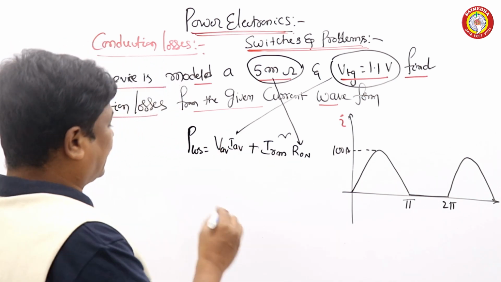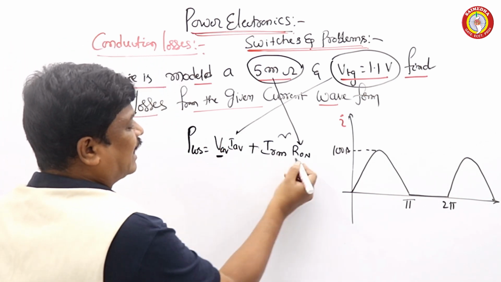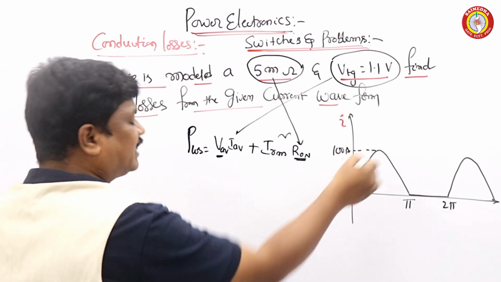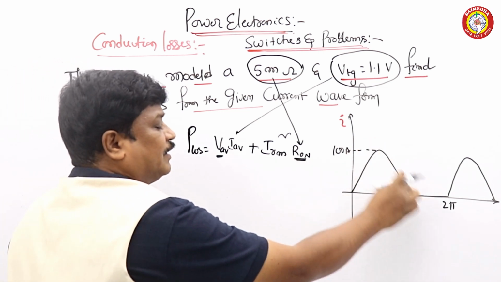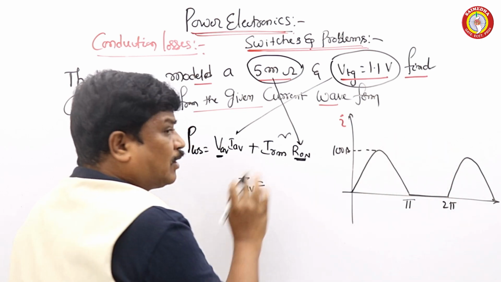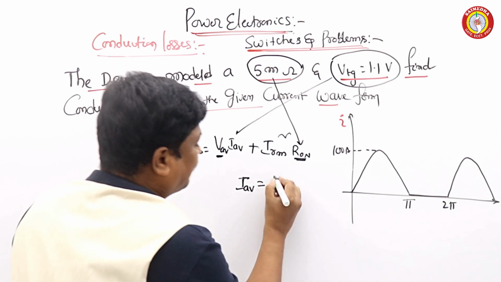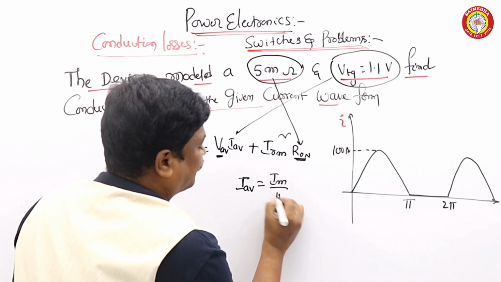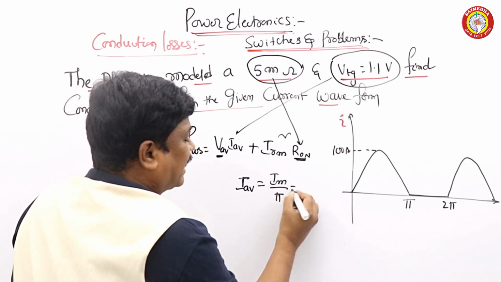Now, what is the thing here? V average and R on are given. From this waveform, it is a half sine wave. In a half sine wave, what is the average value? I don't want to derive; it is a standard thing. Im by pi. So Im by pi means 100 by pi.